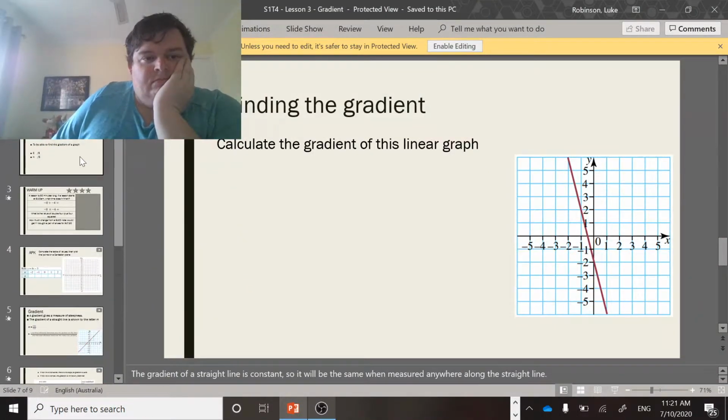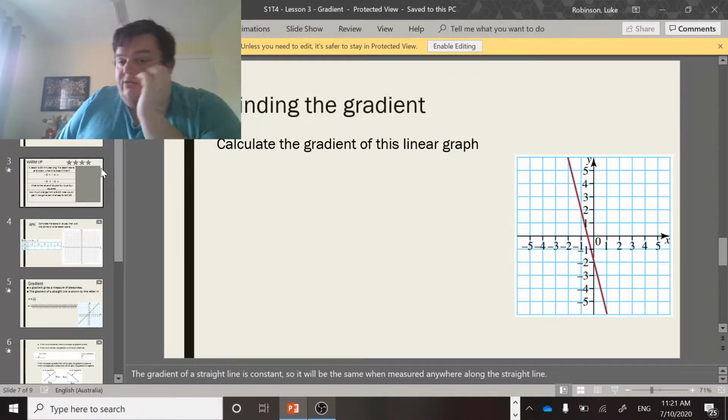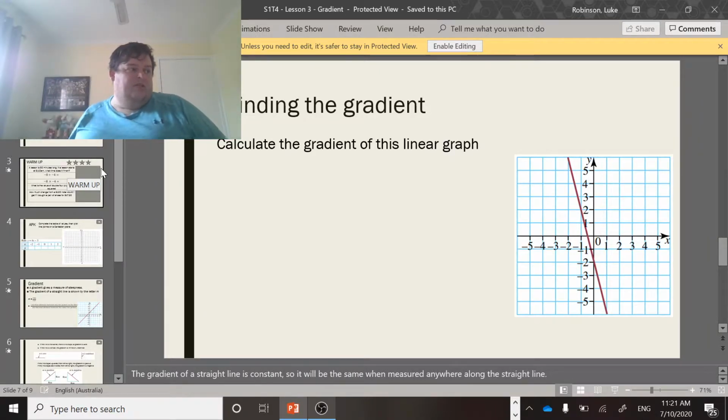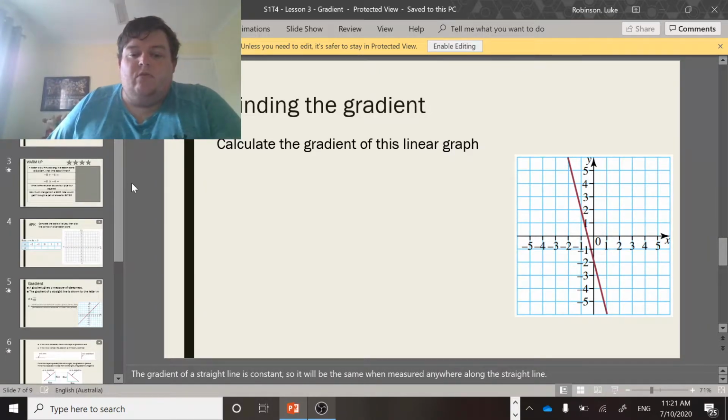Hi guys, I want to quickly go over gradient. We only have a short lesson today, so I thought this was ideal for what we want to do.